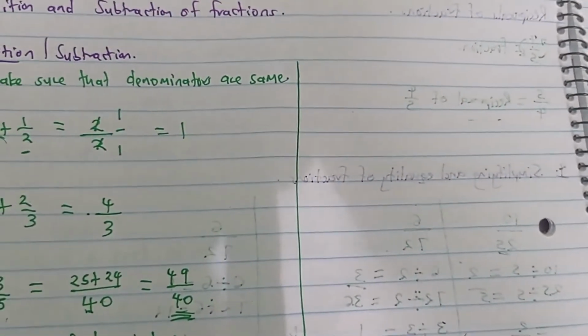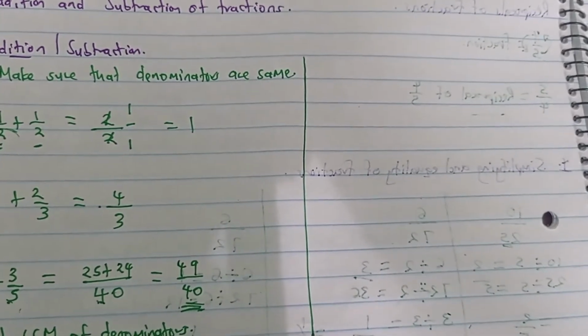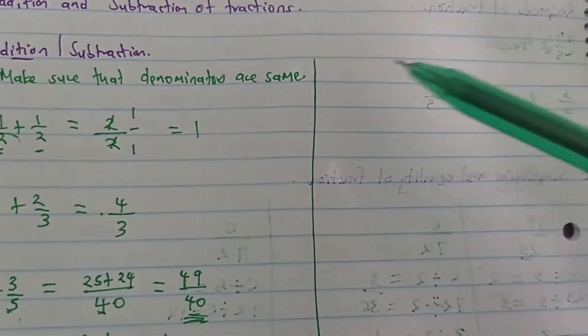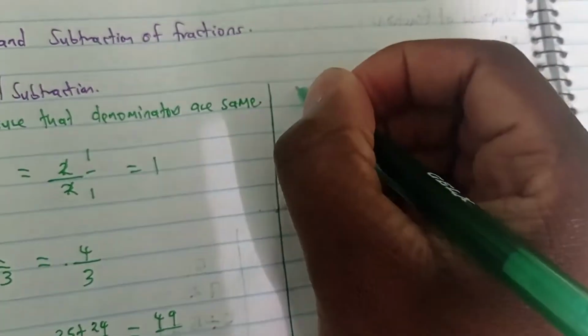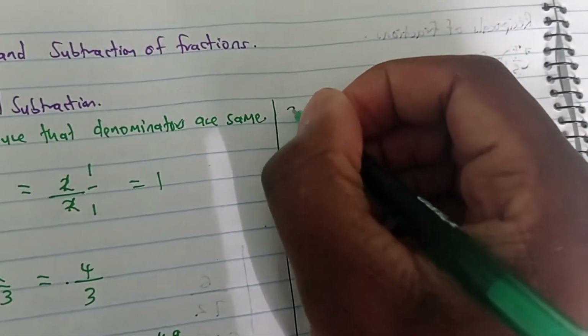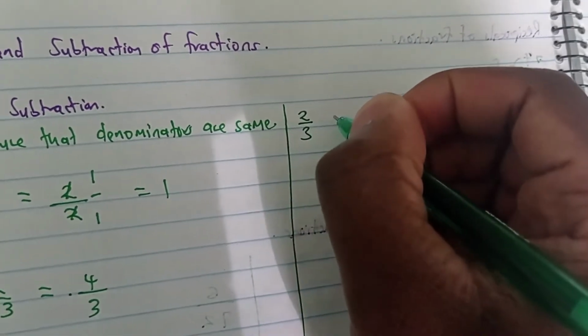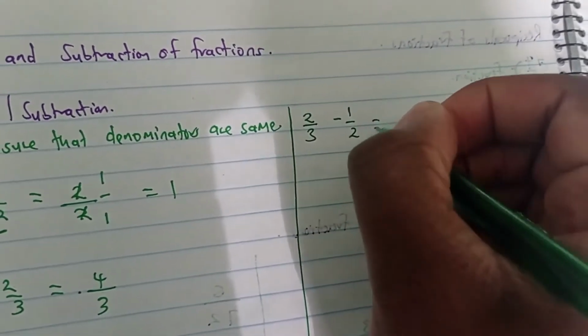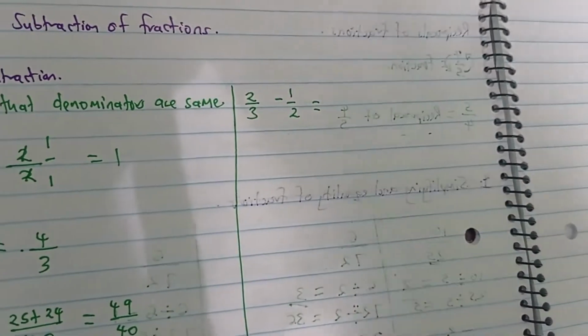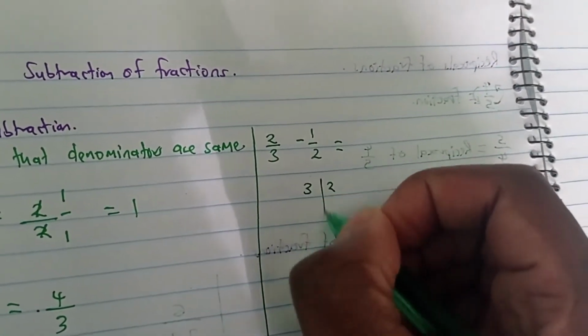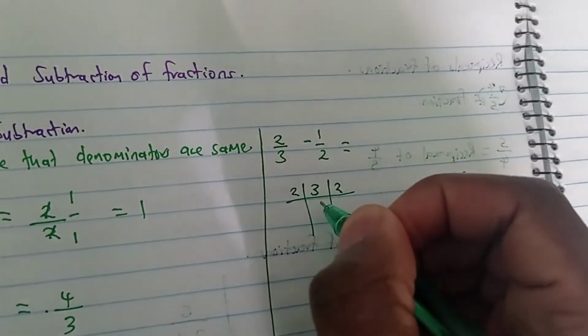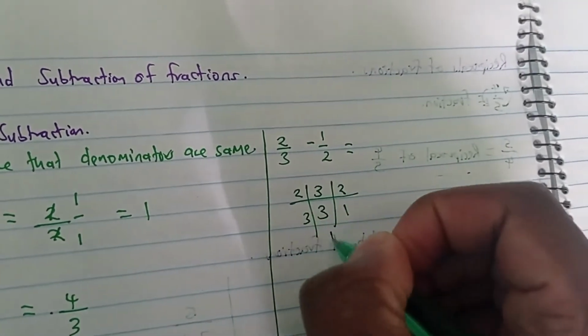So with subtraction of fractions, it's just the same thing. You make sure that the denominators are the same. So let me give you an example. Let's say 2 over 3 minus 1 over 2. This is the question that you've been given and you've been asked to find the answer. So you do the LCM of 3 and 2.